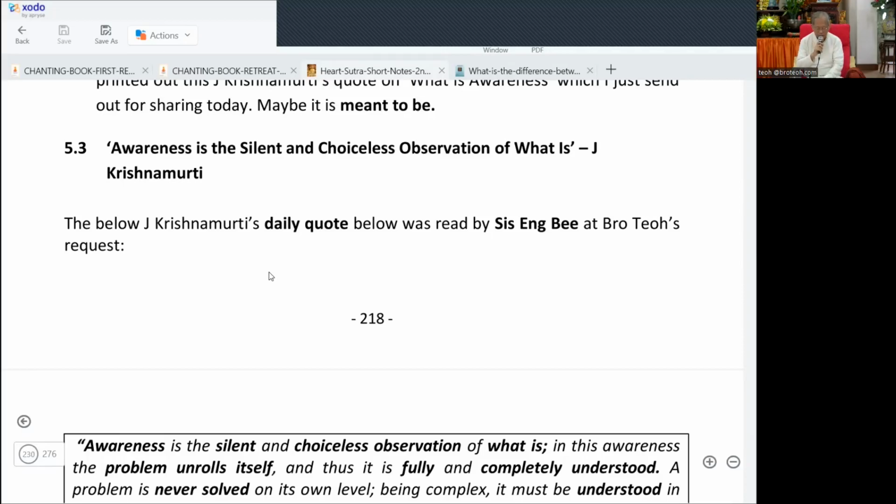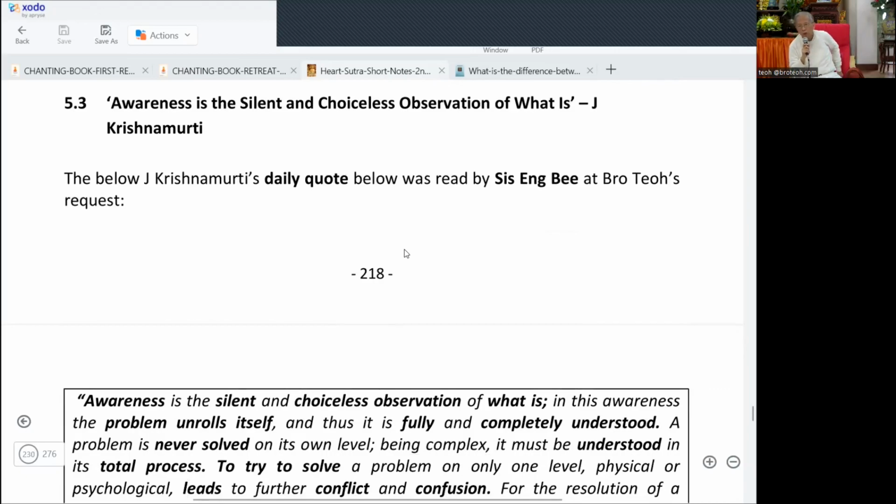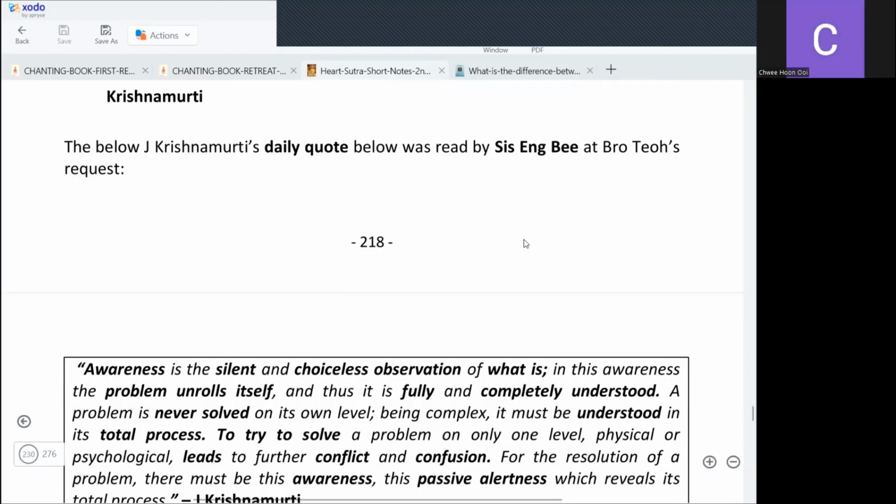Awareness is a silent and choiceless observation of what is. So this one, Krishnamurti defined awareness as the silent and choiceless awareness of what is. Do you know the meaning of it? Any of you can understand? Is there a difference between what he defined awareness from the one I share with you all?